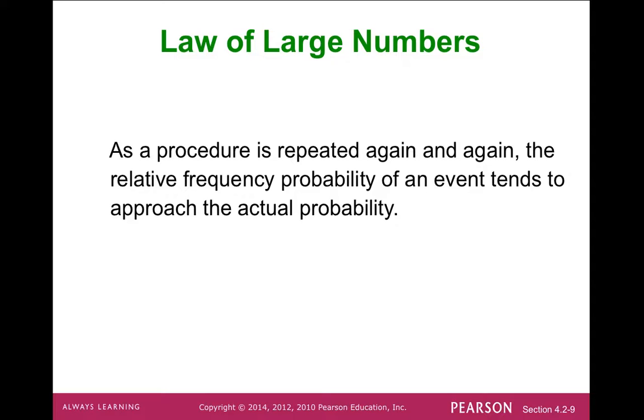Okay, a concept that we need to touch upon here is something called the law of large numbers. And what the law of large numbers tells us is that as a procedure is repeated over and over again, the relative frequency probability, or the percentage probability, of an event tends to approach the actual probability. So let's talk through what that actually means. So imagine, again, back to our coin flip example. A coin has two sides, so roughly you have a 50-50 chance of getting heads or tails.